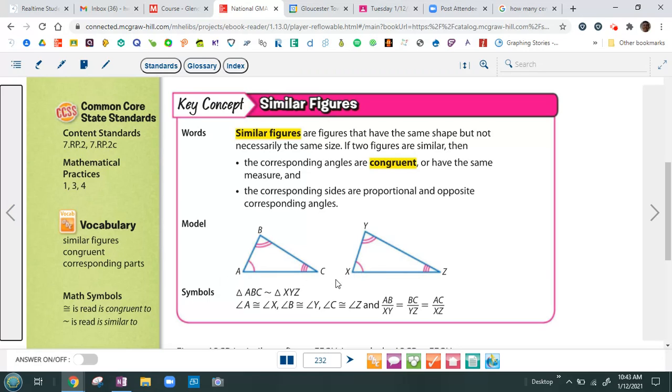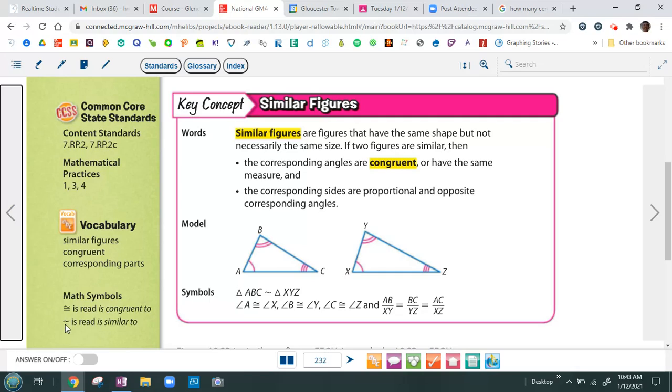The other notation that shows that is that this has one arc inside and this has one arc inside. So that will also show you what the corresponding angles are. You can see that B has two arcs and Y has two arcs. So those are corresponding as well. And that's written right here in this type of notation.